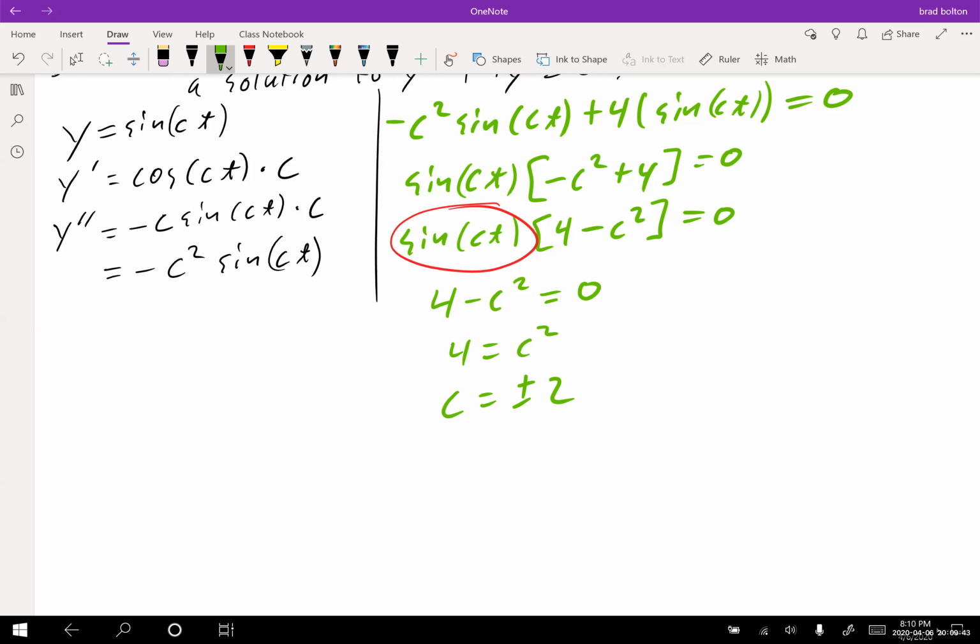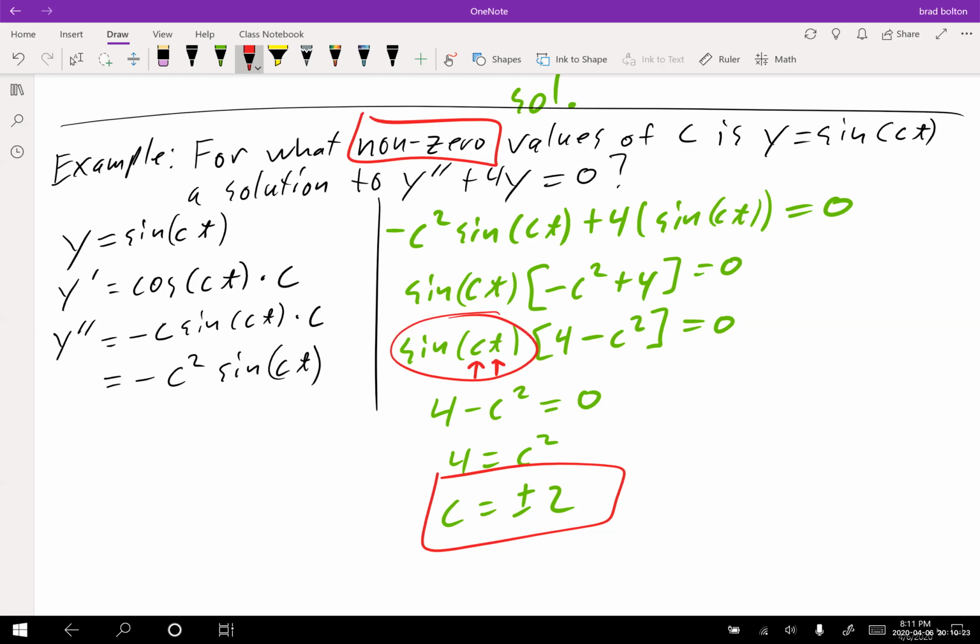But you might say, well, what if c was 0? Then it really doesn't matter what t is. So you might be hesitant and say c should be 0, that should be one of the values. But remember, the original problem said for what non-zero values of c. So yes, that one would work, but they don't want that one. That one's kind of the obvious one. They want to find the others, and that would be plus or minus 2. Okay. So the only way for this equation to be guaranteed to always be 0, no matter what, is if c is plus or minus 2.